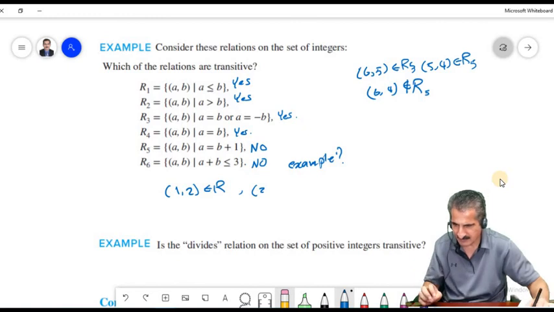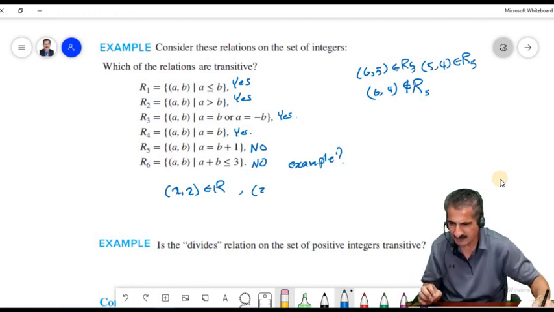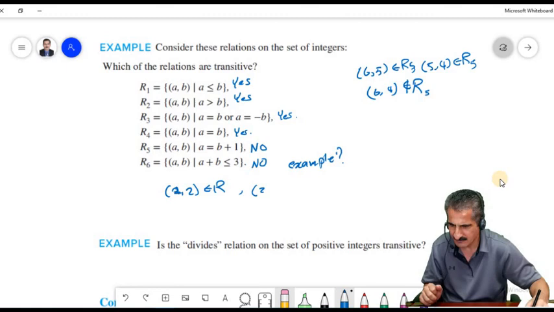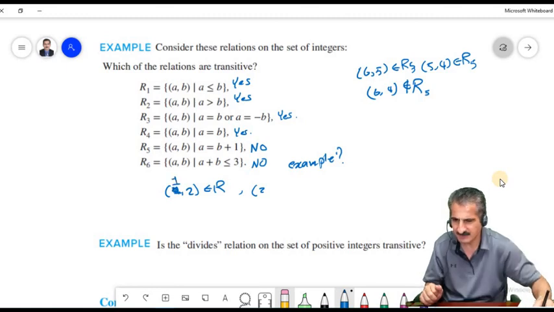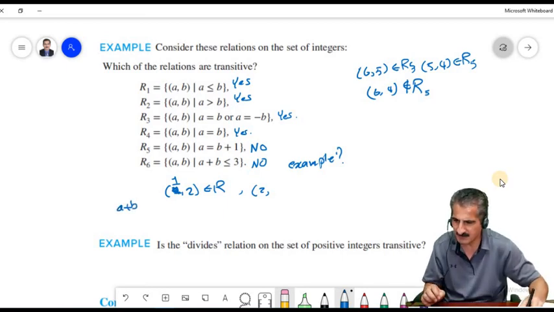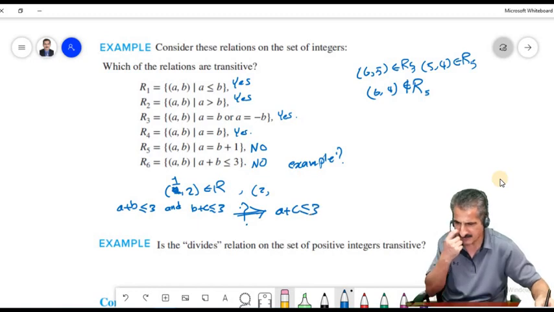No. Let me say 2, 2 belongs to R, and 2. Okay. It looks to me it is. 2, 2 belongs to R. No. Sorry. 2, 2 does not belong to R. 1, 2 belongs to R, and then 2 and. Okay. So if A plus B is less than or equal to 3, and B plus C is less than or equal to 3, does that give, this is the question, A plus C less than or equal to 3? I am suspecting that, because I will choose. Okay, maybe.